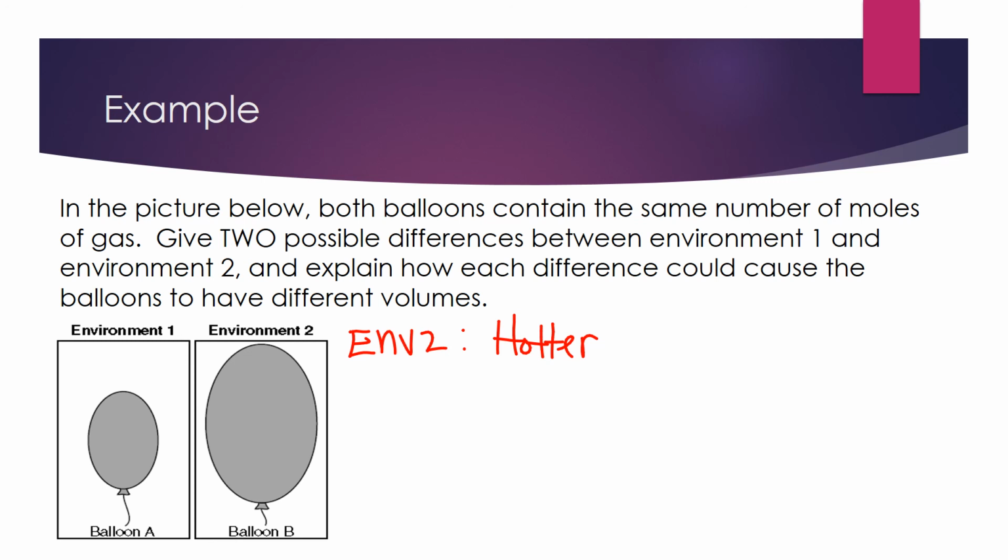Now let's look at another difference. So we've only talked about temperature and pressure here. So since we've already said that environment 2 is hot and environment 1 must be colder, let's think about pressure. So if they have the same amount of gas inside of them, if balloon A is smaller, that means there must be more exterior pressure pushing in on it, right? So environment 2 must be at a lower pressure. And there are our two conditions.